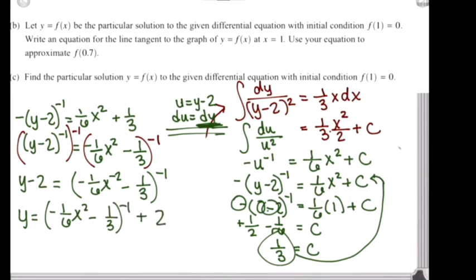Another correct way to write this is 1 over this whole thing, because that's the same thing as the negative 1 power, and then plus 2 back there. You just can't flip those terms individually. Any questions, math stars?